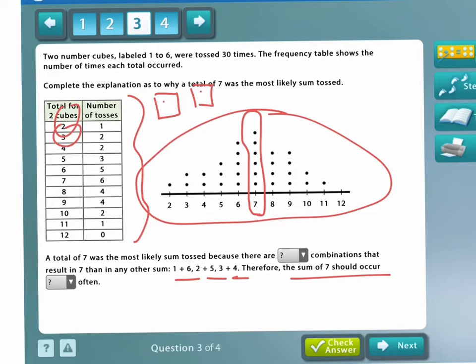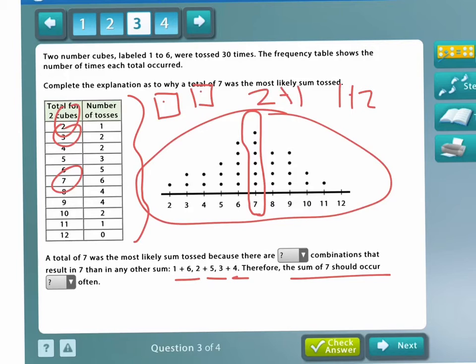There are 2 ways to get a 3. You could get a 2 plus a 1, or you could get a 1 plus a 2. So along those lines, what has the most combinations to get the result? And it has to be 7.